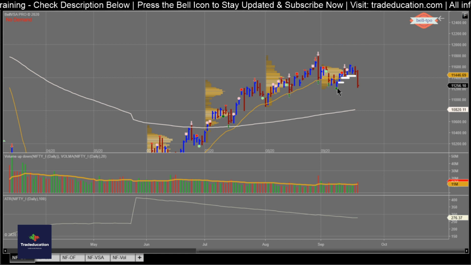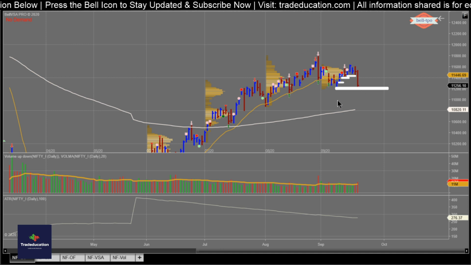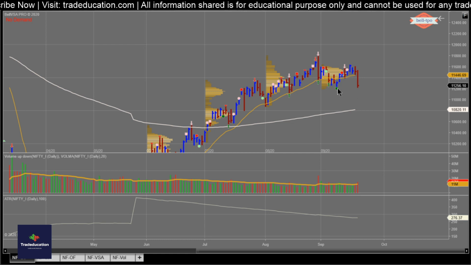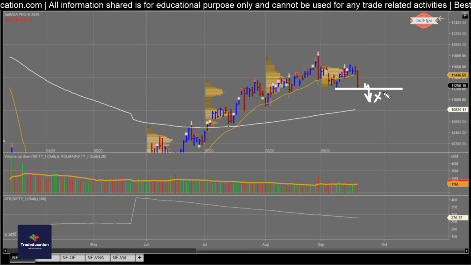Also, if you see, this auction is just a couple of points away from the 9th of September auction. I thought that it would clear the low, but it did not clear. So today, what I'm expecting is, this is the low, and I'm watching whether the low is getting cleared or not. So that is the overall anticipation.